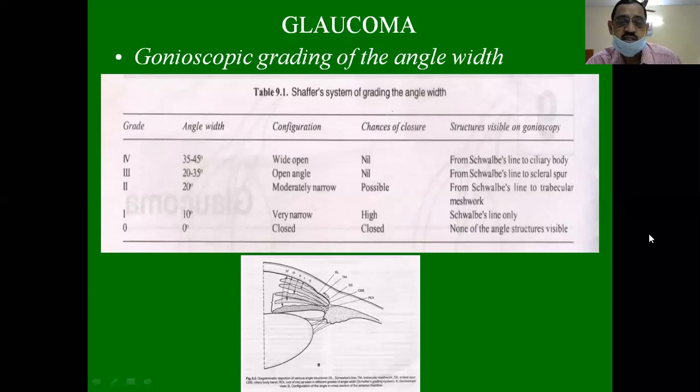And grade 2 is 20 degrees. It's a moderately narrow angle, and there is a possibility of closure of the angle in case certain precipitating factors occur. The structures we see are from Schwalbe's line to the trabecular meshwork. And in grade 1, the angle width is 10 degrees, the configuration is very narrow, and there are high chances of closure. Only Schwalbe's line will be seen in these cases. And grade 0 is angle width of 0 degrees, it is closed, and none of the angle structures are seen.